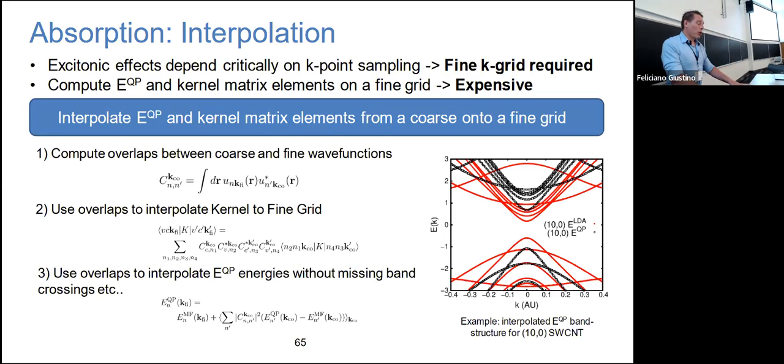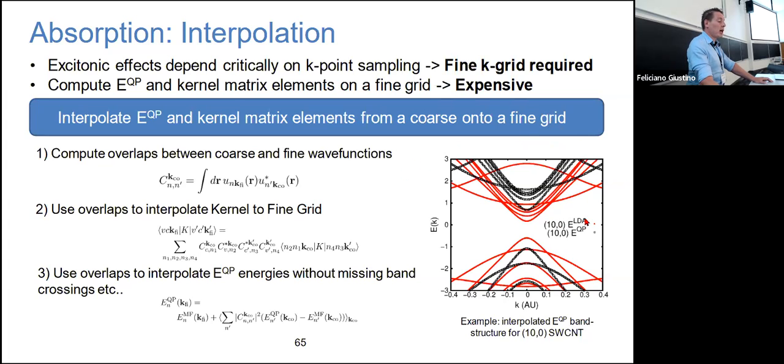Now, I'm not going to go too much into the technicalities. I think we're covering this in the tutorial. The interpolation is based on the overlap metric. We compute the overlap between the coarse and the fine K grid, and we use those as a weight in order to compute the fine grid kernel matrix elements and also the quasi-particle energy. And this interpolation will be used also in the tutorial in order to calculate the band structure.